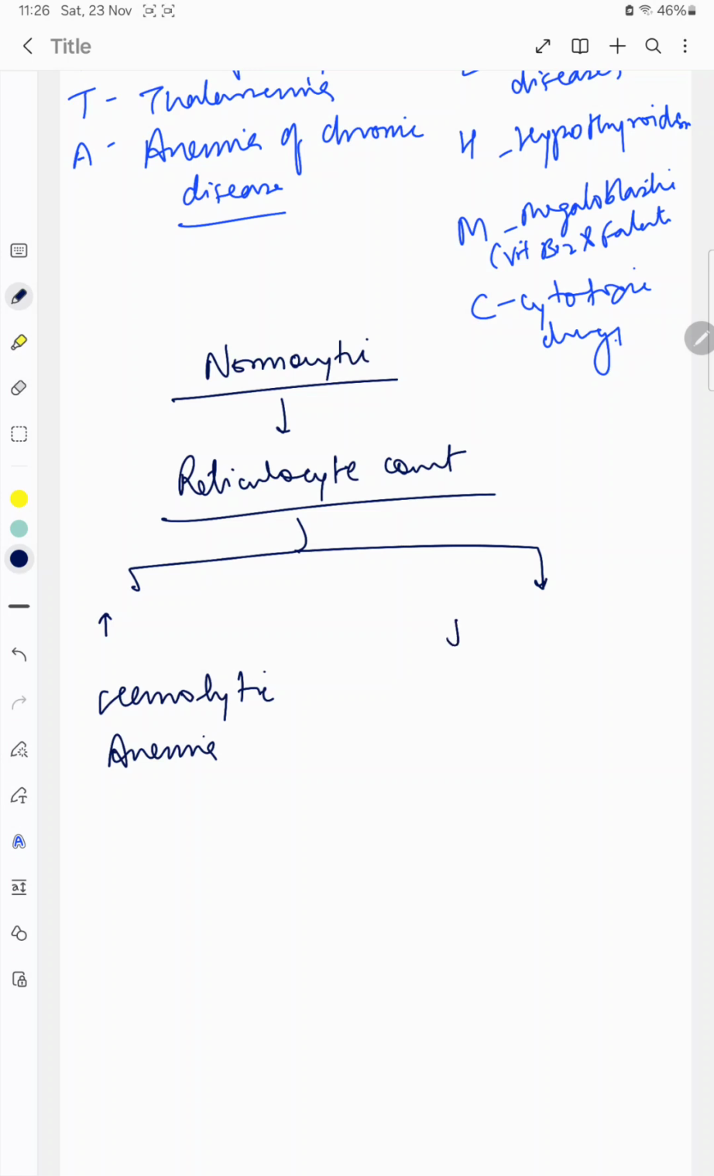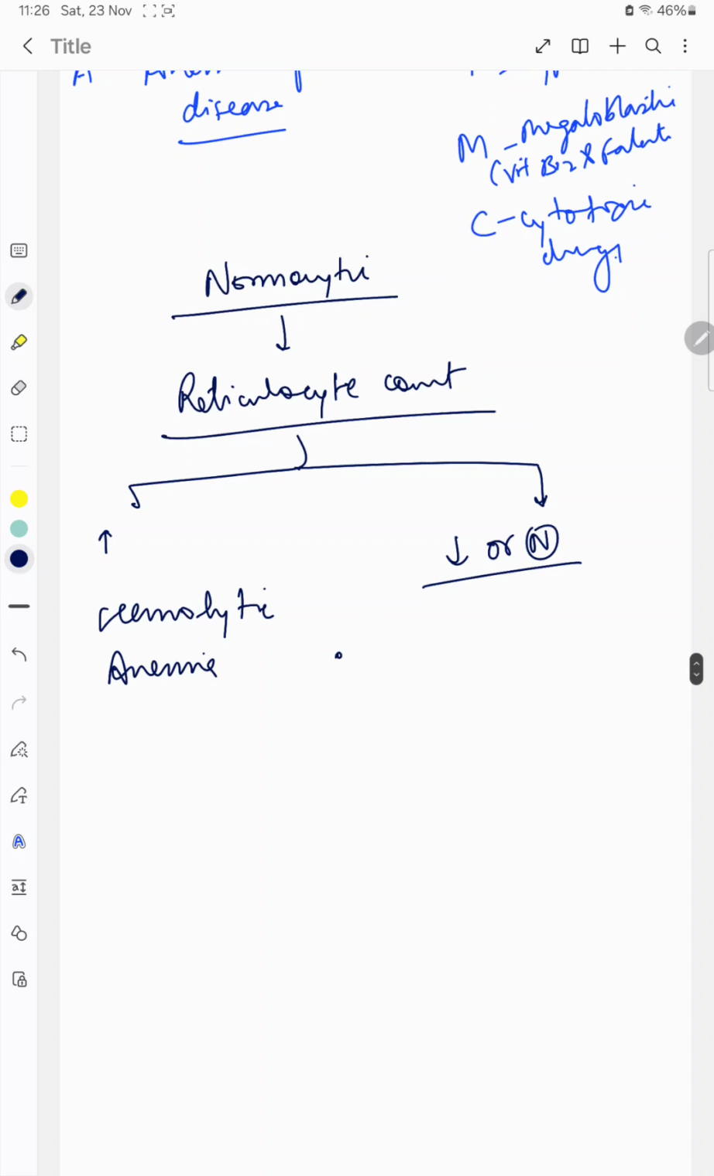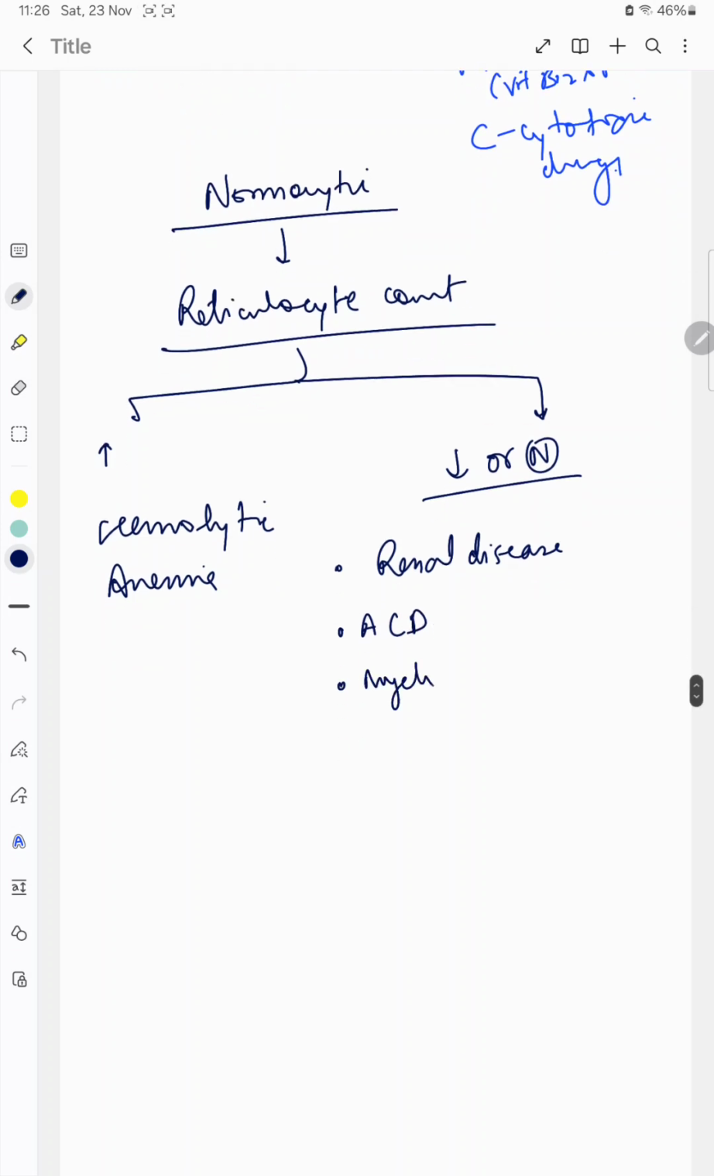If the reticulocyte count is normal or low, there can be several possibilities for this condition. One of them is renal disease, anemia of chronic disease, myelofibrosis, and malignancy that involves the bone marrow, any metastasis, lymphoma.